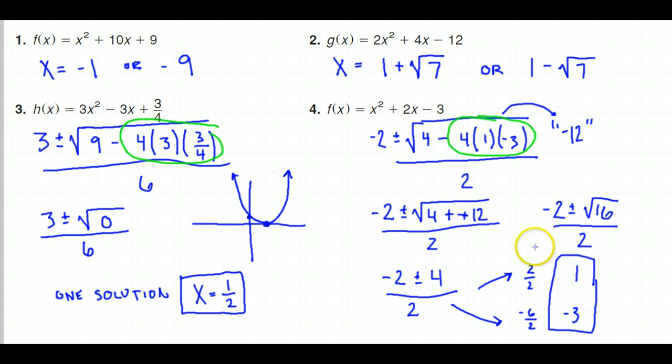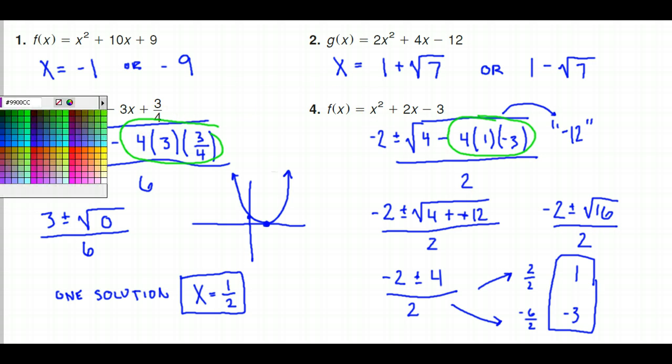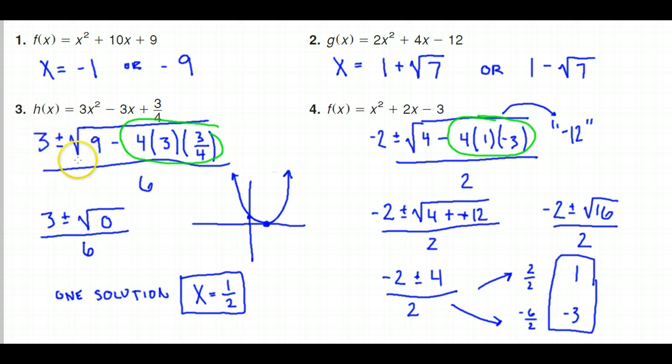Okay, and this was factorable. If you look up top here, this is a pretty easy factorable equation. I'm not a giant fan of when they put these in here like this. I guess it's good practice to use the quadratic formula, but this is factorable.